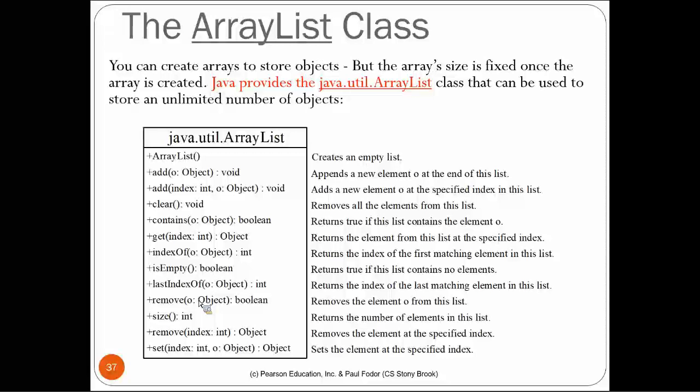We can get the size of an array list. We can remove an object at a given index. It will return that object and the object will be gone from the array list. We can set at a given index a given object, and it will also return the reference to that object.